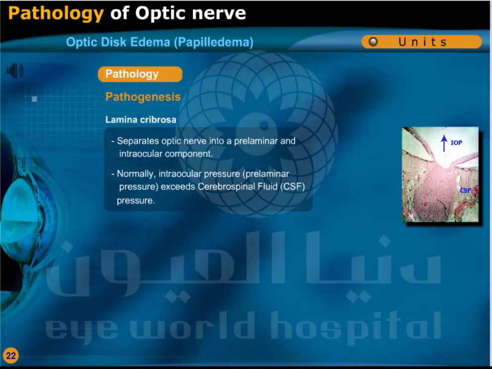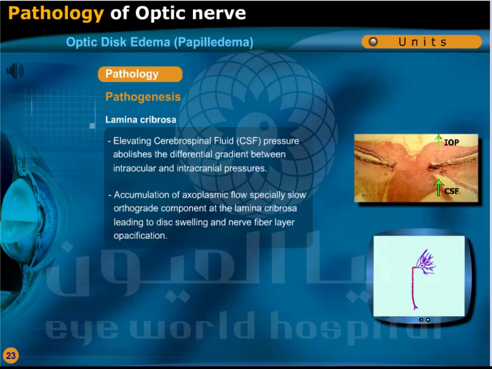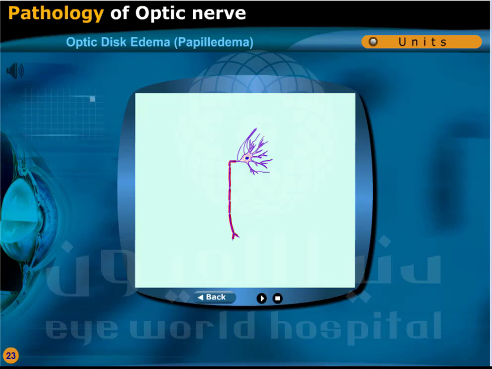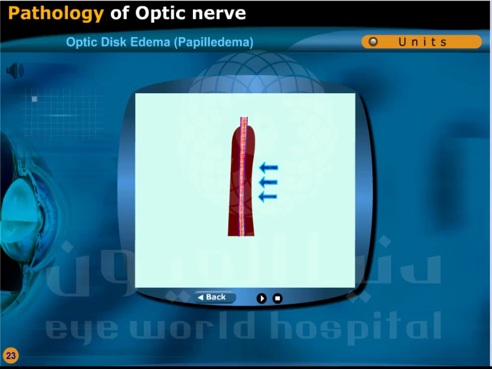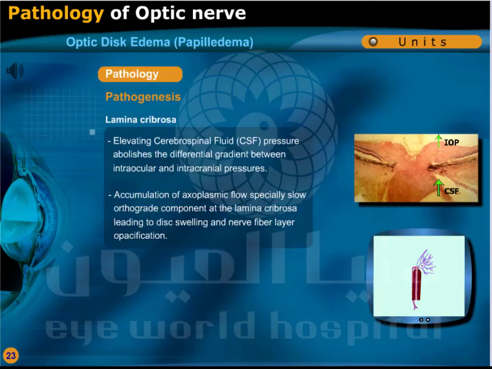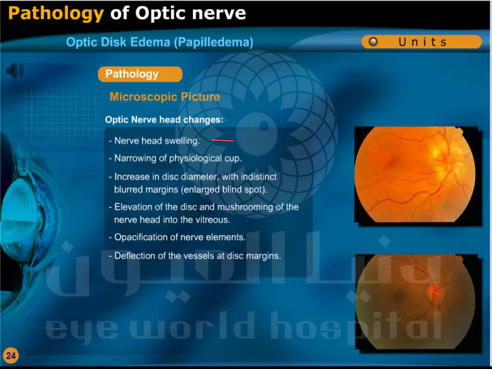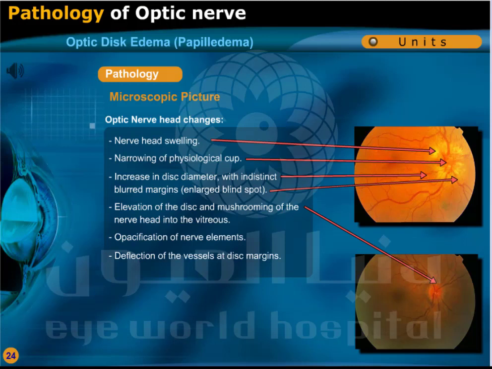Lamina cribrosa separates the optic nerve into a prelaminar and retrolaminar component. Normally, intraocular pressure, prelaminar pressure, exceeds cerebrospinal fluid pressure. Elevating cerebrospinal fluid pressure abolishes the differential gradient between intraocular and intracranial pressures. Accumulation of axoplasmic flow, especially the slow orthograde component at the lamina cribrosa, leads to disc swelling and nerve fiber layer opacification. Microscopic picture of papilledema.